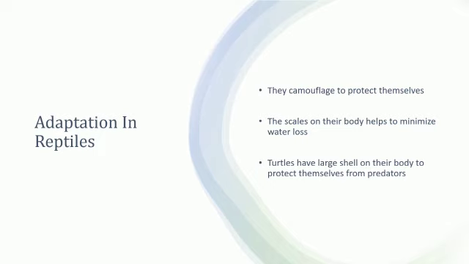Adaptations in reptiles. Reptiles have scales on their body to help reduce the loss of water from their bodies. It also helps them to protect themselves from predators. Snakes have clear scales that cover and protect their eyes. Some reptiles have bright colors as a sign to their predators that they are poisonous. They also camouflage themselves among surroundings in difficult situations. Turtles have large shells on their body to protect themselves from predators.